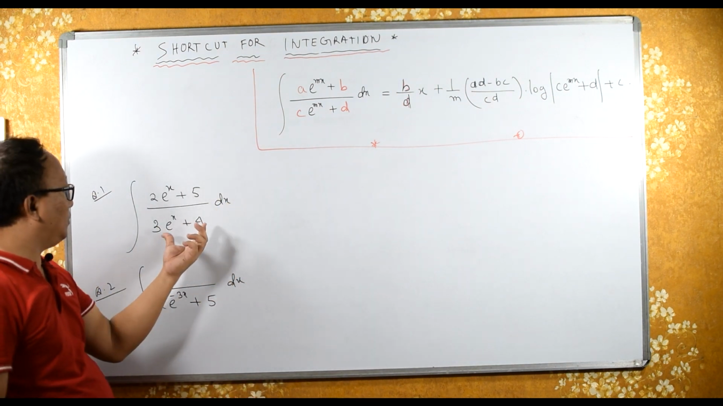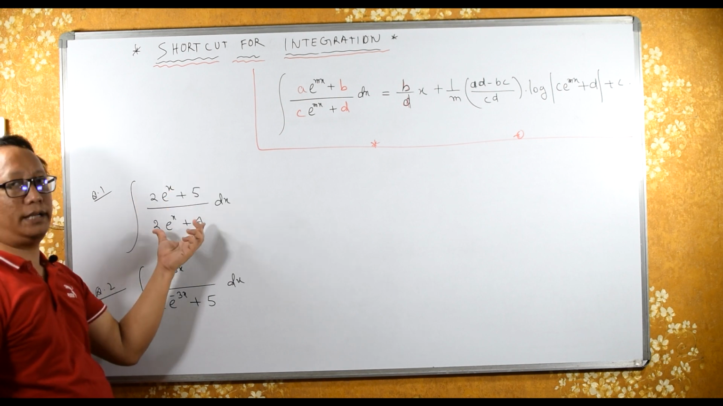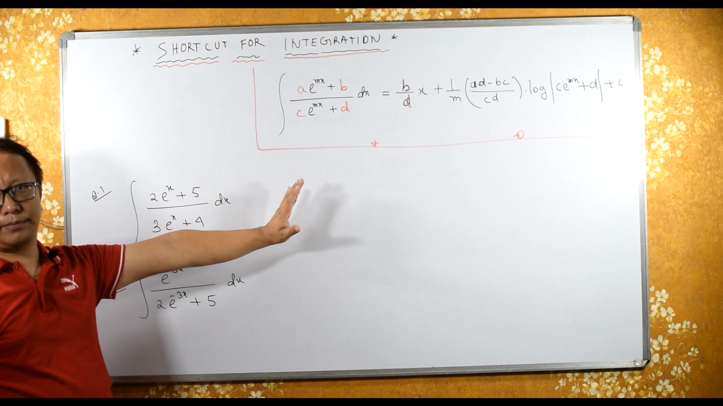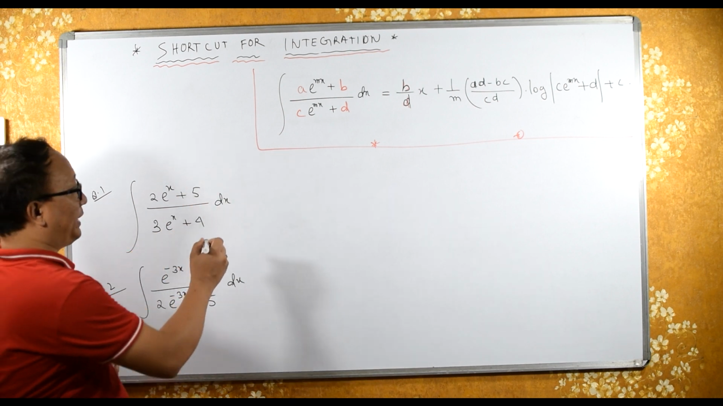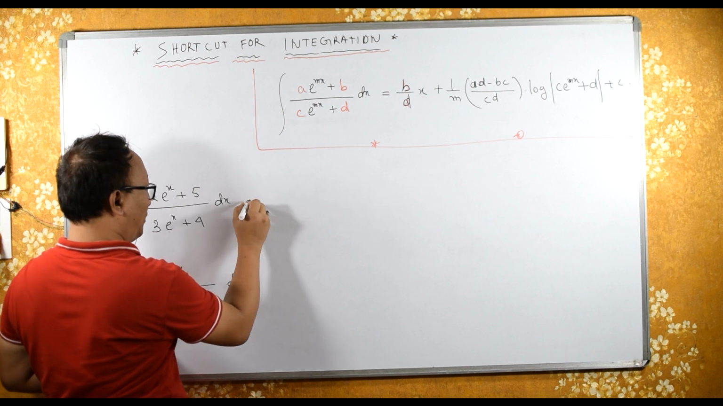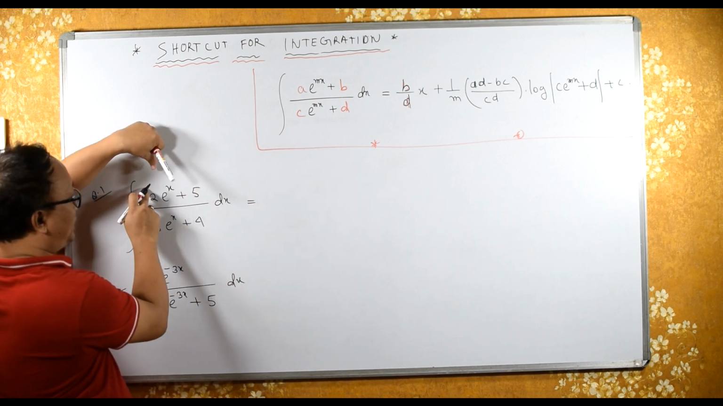Okay, let's apply this. Within a few seconds, you will get it. Otherwise, normally what we used to do is we have to separate this upon this and 5 upon this, and then we need to use substitution and then do integration. Without that, within a few seconds, you can get this answer. Integration of this is equal to this upon this. Here a is this a, b, c, d.